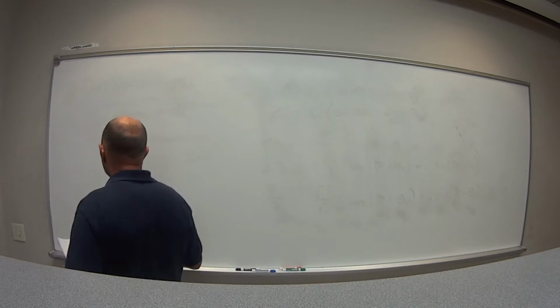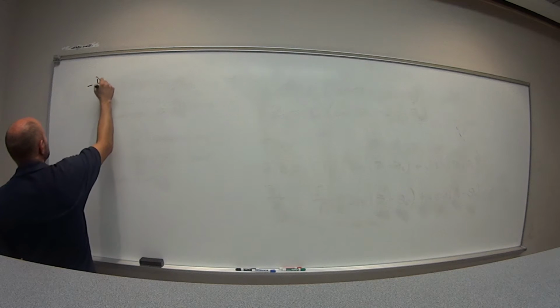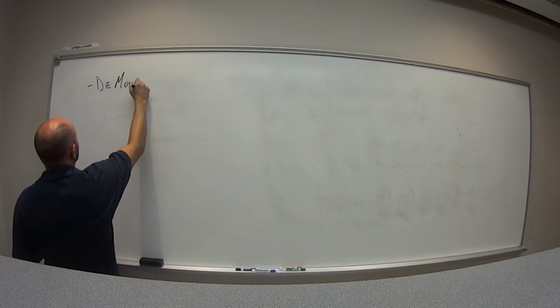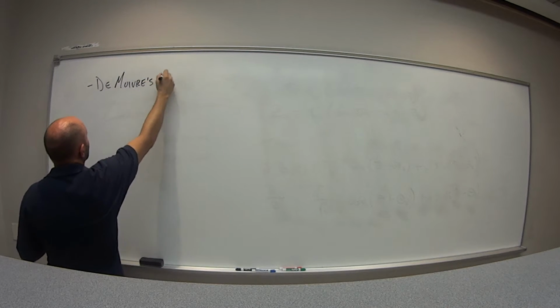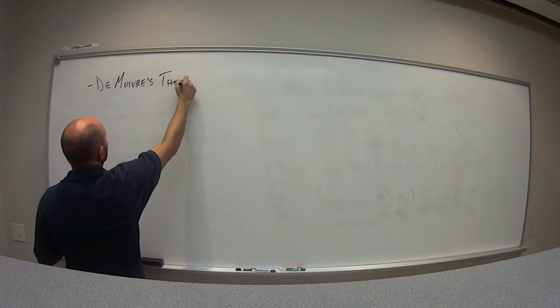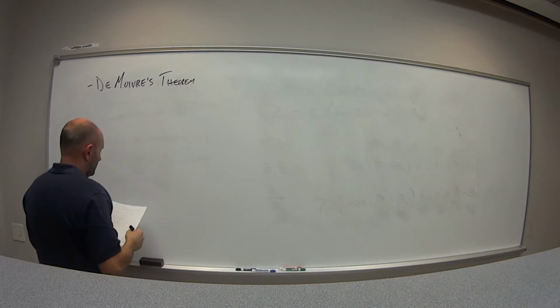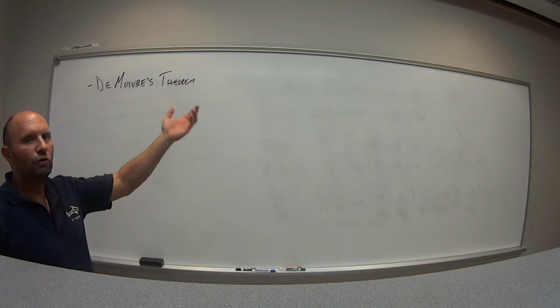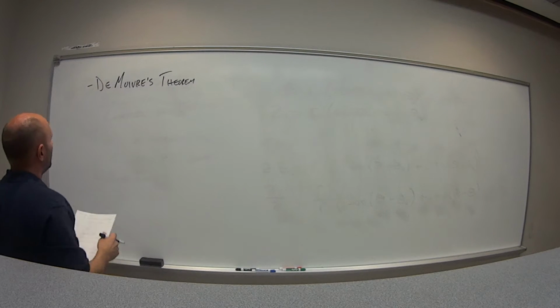In this section, the first thing we're going to look at is what's known as DeMoivre's Theorem. And we use this when we're taking a complex number to a power greater than 1.